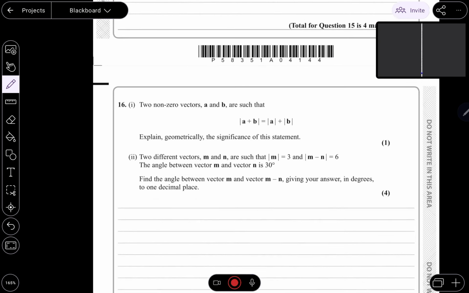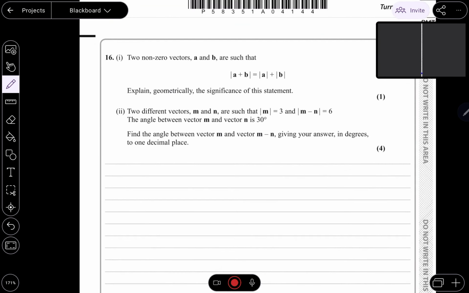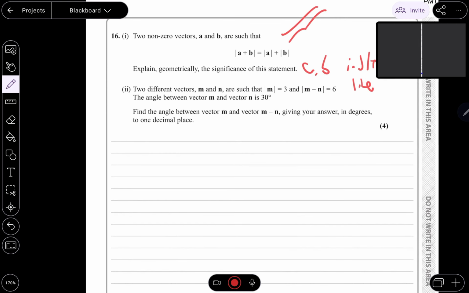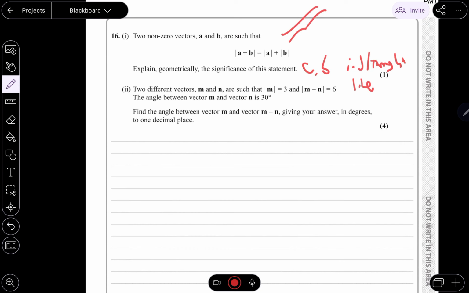Okay, and there's more questions. Vectors. Explain geometrically the significance of that. A, B in straight line. Essentially, we're saying that the magnitude of A plus B is the magnitude of a plus the magnitude of b. So that picture, I think, makes that clear. Two different vectors such that this and this is true.